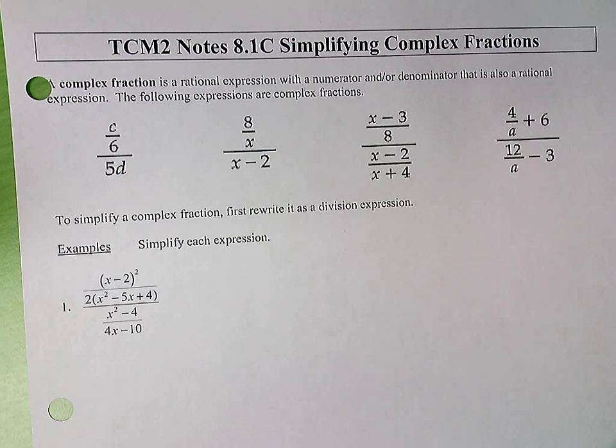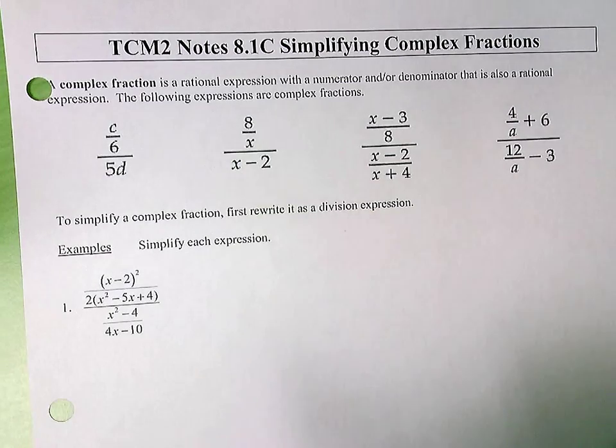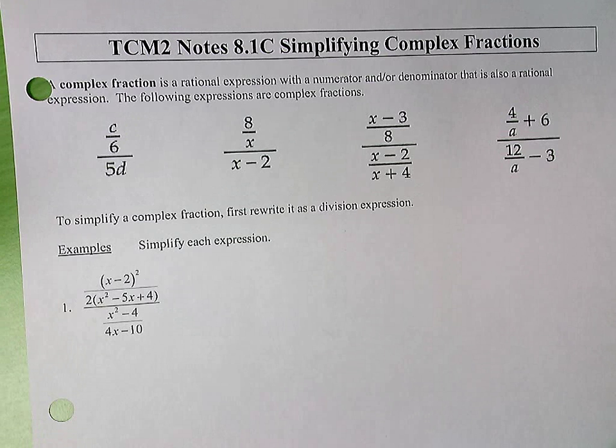We'll be simplifying, where we have to factor some parts. Now you have a complex fraction. That means you're going to have a fraction and another fraction. I'm going to explain it, and then it will make a little bit more sense. A complex fraction is a rational expression with a numerator and/or a denominator that is also a rational expression.